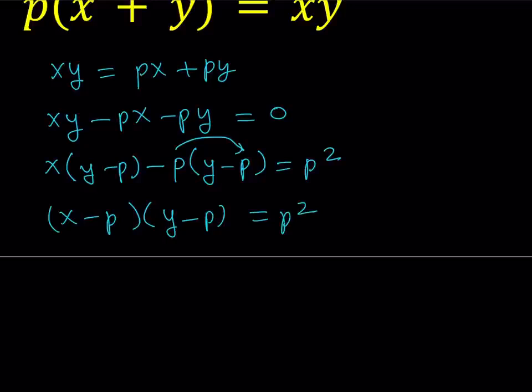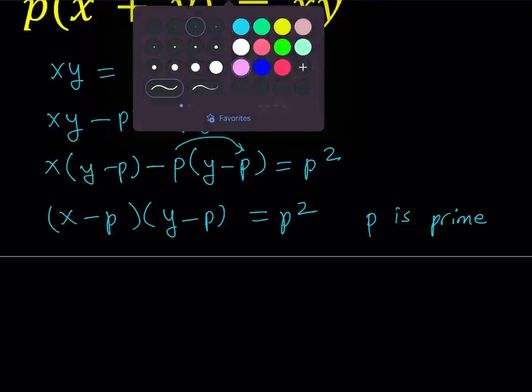Now, one of the things you need to remember here is that p is prime. Okay, great. So there's only certain ways you can factor this expression. And what are they? And by the way, remember that we're not just looking for positive integer solutions, but any integer solution. So let's consider that when we do the solutions.